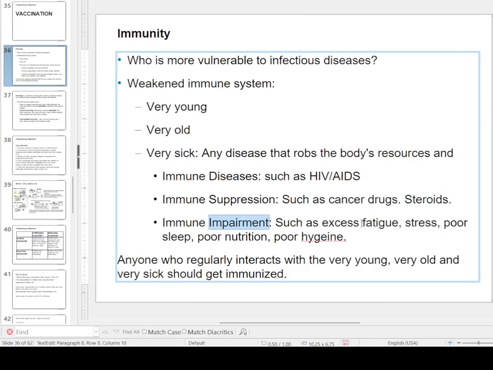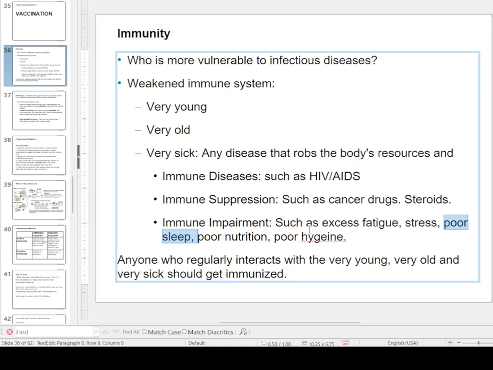Immune impairments such as excess fatigue and stress make the person more vulnerable, such as during final exams. Poor sleep, such as during final exams. If you don't get your regular needed hours of sleep, on average it's 7 hours, but that's on average. Your mileage may vary. You may be at a different place in the bell curve.